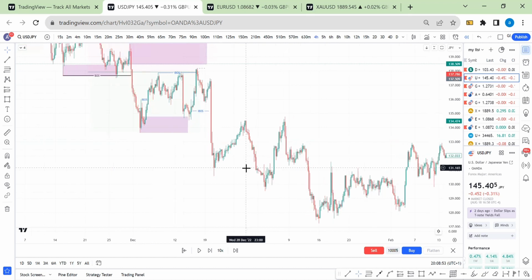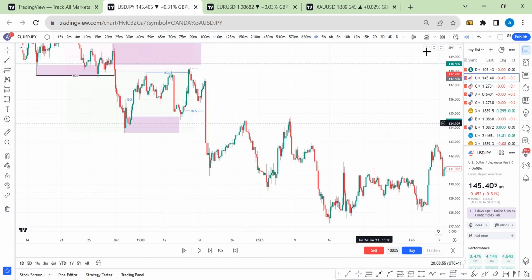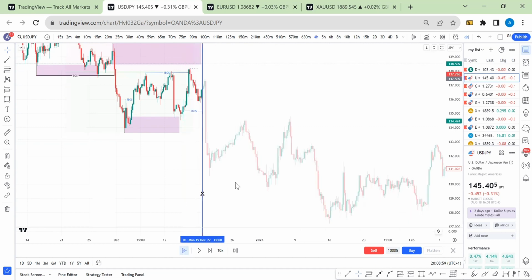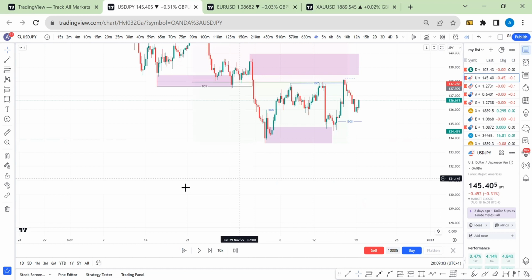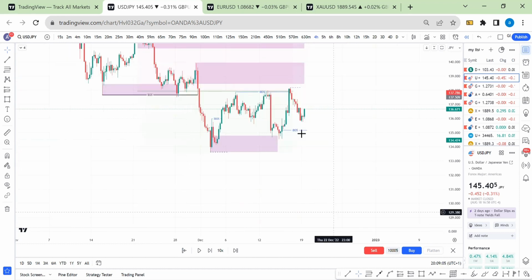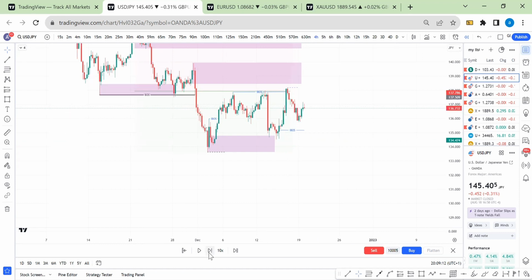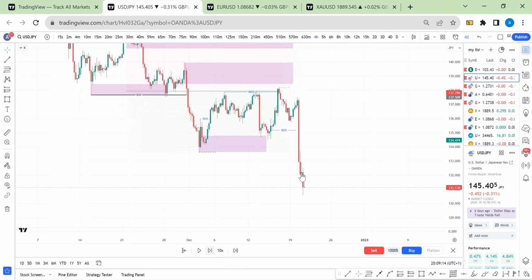Okay, here, right? This is not good. Okay, so let's see what happens. Since we have already tapped into the discount zone, anything can happen from there. Okay, so price just went straight.